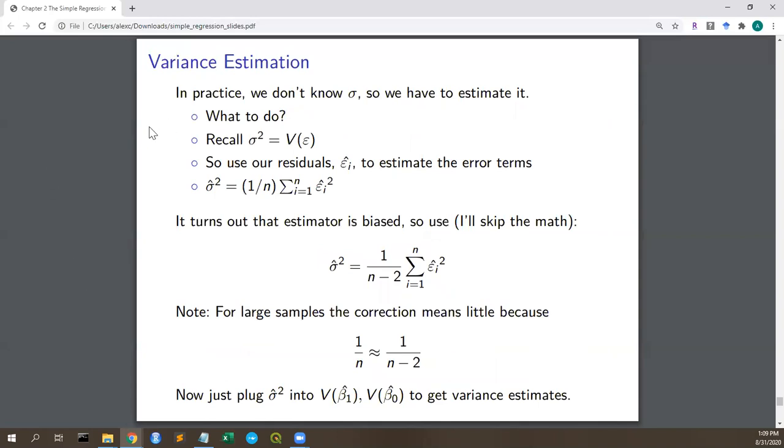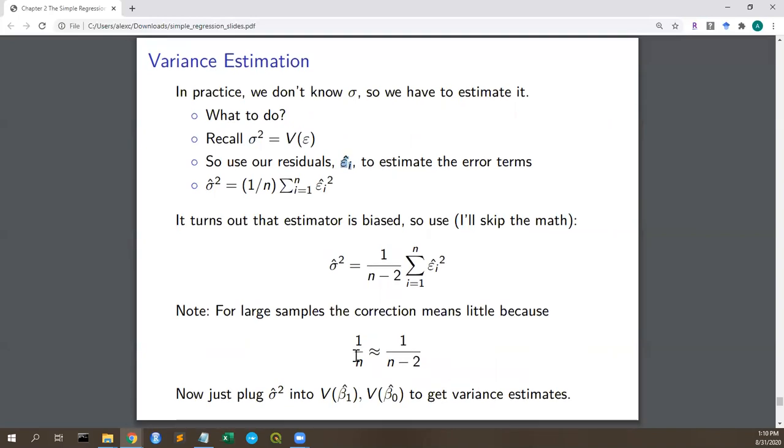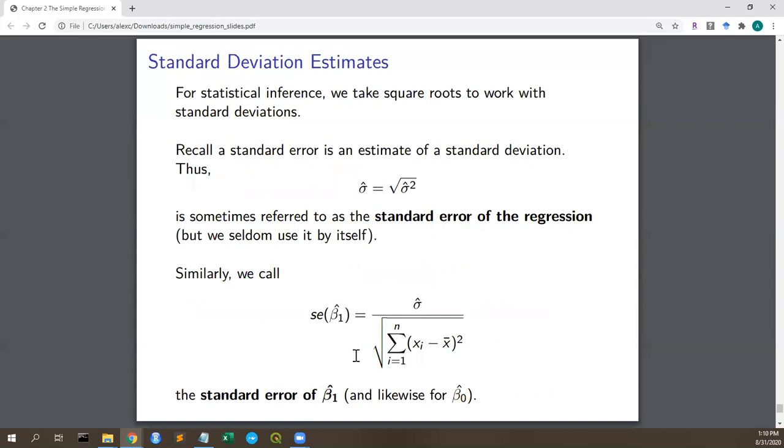So in practice, we don't know this sigma, so we have to estimate it. So sigma squared, or the variance, is going to equal the variance of the epsilon. So we can use our residuals to estimate the error terms. We can skip the math, but pretty much R or any sort of program is going to give you your standard error estimates.